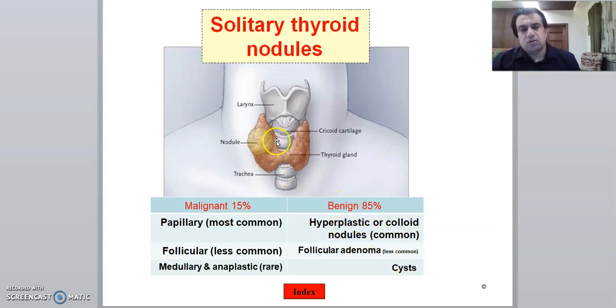So if you get a solitary nodule and someone asks you a question, you can broadly classify it as a single nodule in the rest of the normal thyroid gland, and it could be malignant in 15% of cases and benign in 85% of cases. In malignancy, we have four types: papillary, follicular, medullary, and anaplastic. And in benign, it could be hyperplastic or cold nodule, follicular adenoma, or a cyst.